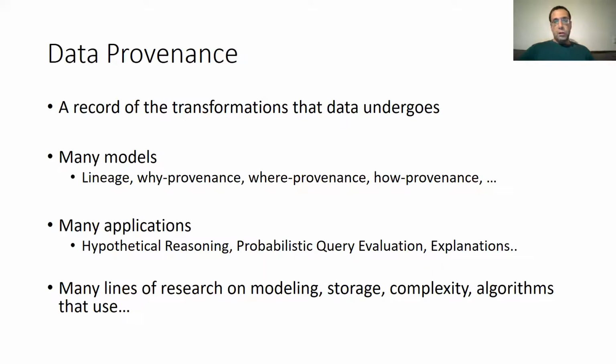Data provenance is a record of the transformations that data undergoes, for instance, for query evaluation. It comes in many flavors with many models that have been developed over the years, and it has been shown useful for many applications, including explaining query results, hypothetical reasoning, namely finding out what would be the result of a query if the database would change, probabilistic query evaluation, and many others.